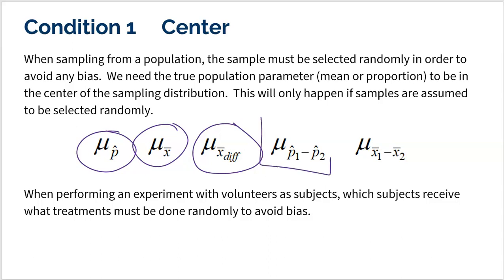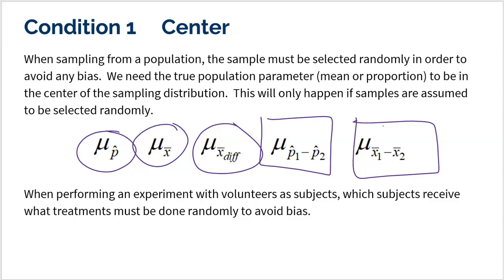And here is looking at the difference between two proportions, and the true difference between two proportions will be in the center. Why? Because it's the mean of all possible sample differences. Same thing for here. We're looking at the difference between two means, and the true difference between two means will always be in the center because it's the mean of all possible differences.